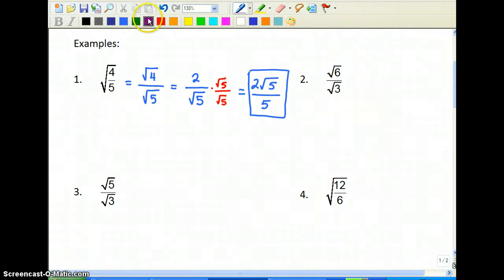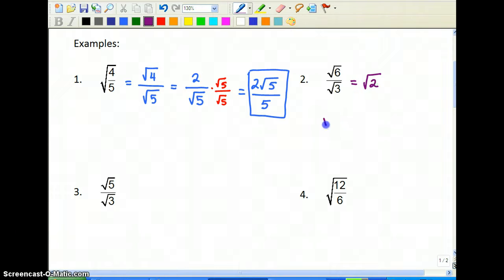Okay, next one. Root 6 divided by root 3. Now again, I said you want to make sure that you follow all the rules that you've done already before you do this method, because there might be easier ways to get rid of the radicals. Well, this is a radical divided by a radical, so we know that you can divide them, and that's simply root 2, because 6 divided by 3 is 2.